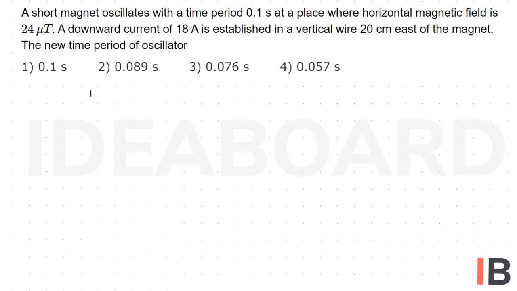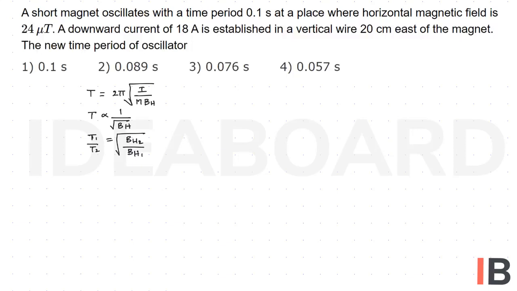Generally, we know the time period of the oscillating magnet T is equal to 2 pi root over I by MBH. Now here, all the quantities are constant except field. So let us write T inversely proportional to root BH. Thereby T1 by T2 is equal to root over BH2 by BH1.